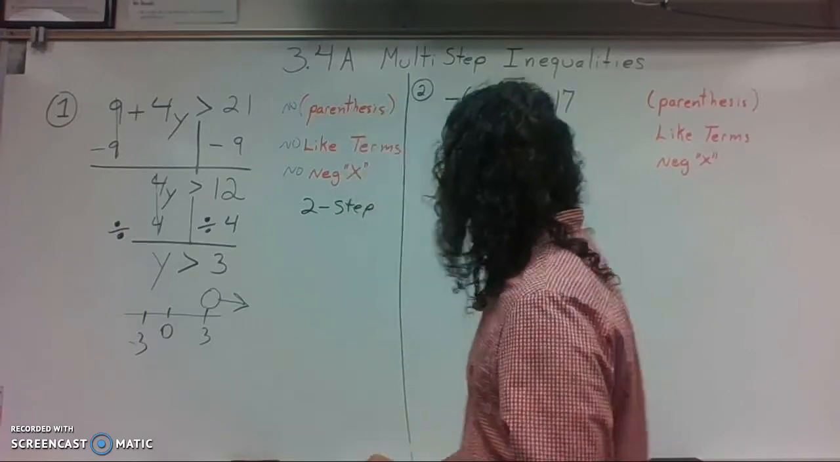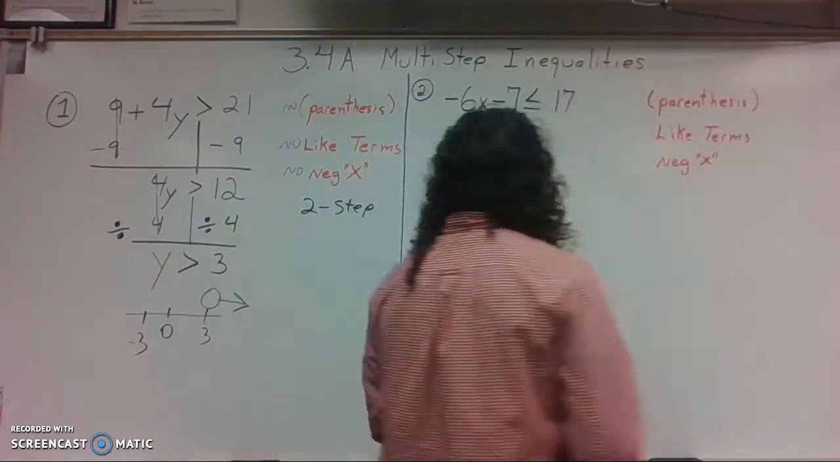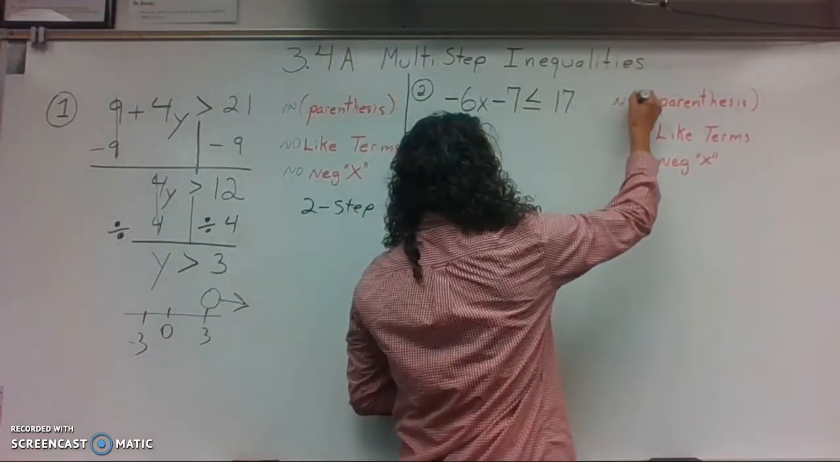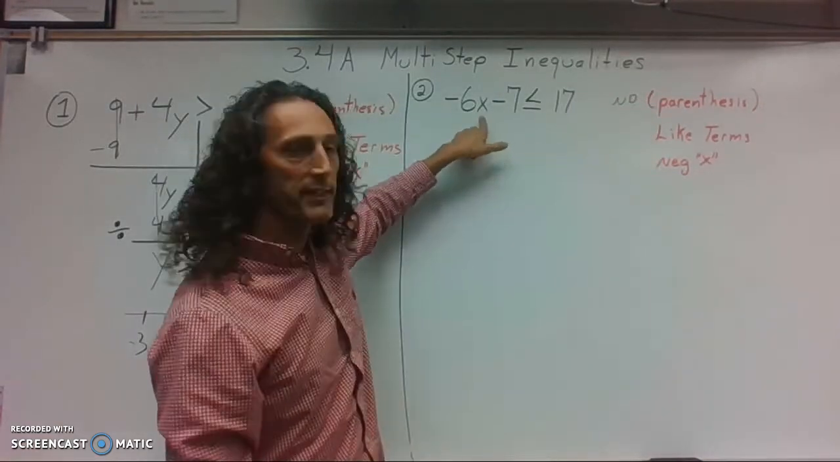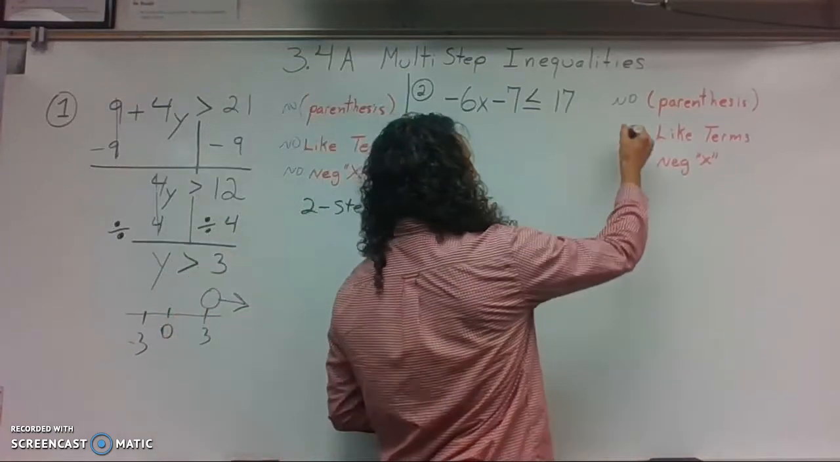Okay, so now we're at number 2. Again, go through our checklist. So, do I have parentheses? No. Great. Do I have like terms? No, I only see one x and I only see one plain number that's on the same side.